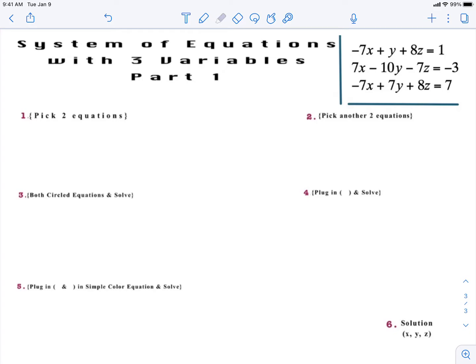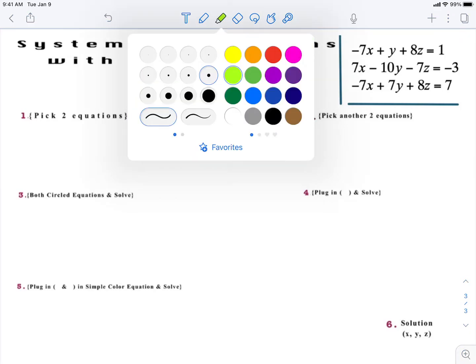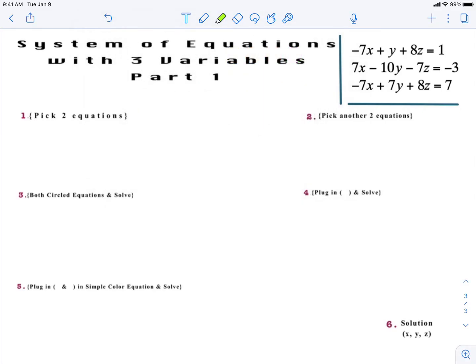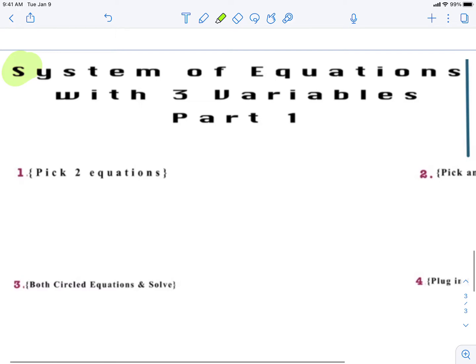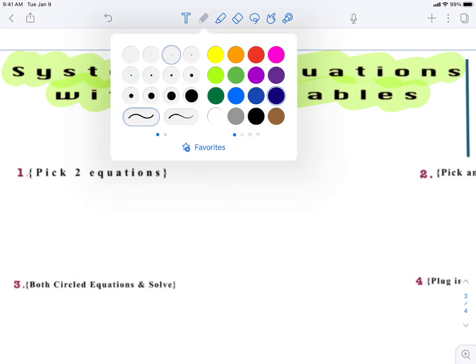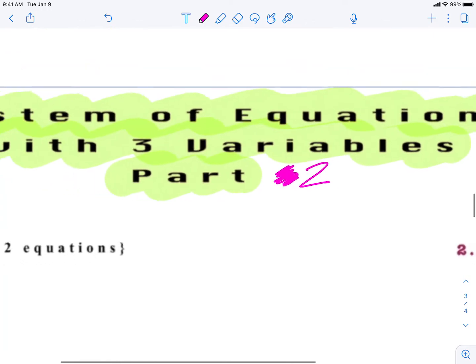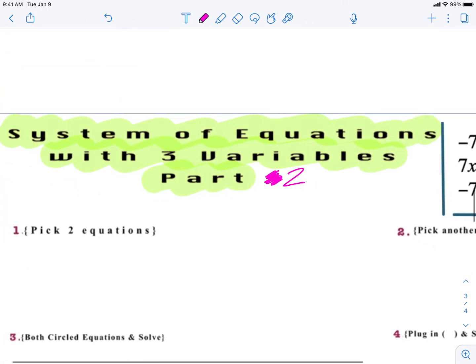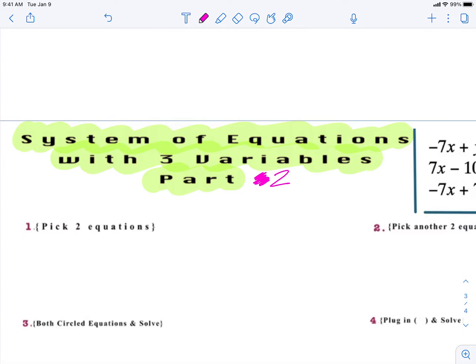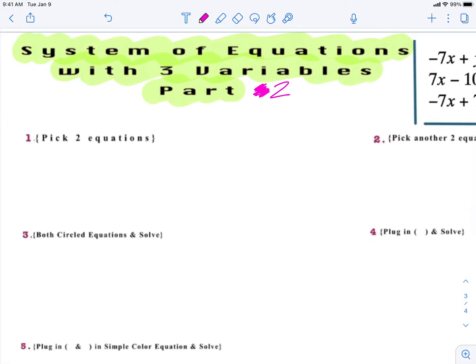Okay, so first thing that we do, as always, is we identify the name of this assignment, right? And the name of this assignment is called System of Equations with Three Variables, Part... wait a minute, something's wrong here. This isn't part 1. We already did part 1. This is part 2, right? Last time we did part 1. This time we're going to do part 2. So it's going to be slightly different than the last video lesson, right? System of equations of three variables.